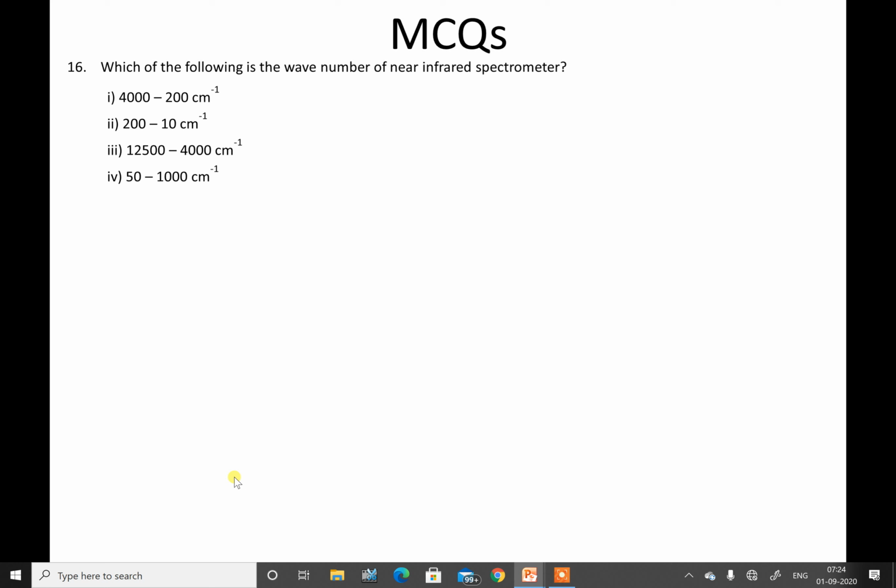Which one of the following is the wave number range of a near infrared spectrometer? So we start first from the higher side, and go to the lower side of the frequency. I think the highest is 12,500 to 4,000 centimeter inverse, and so that is the answer.